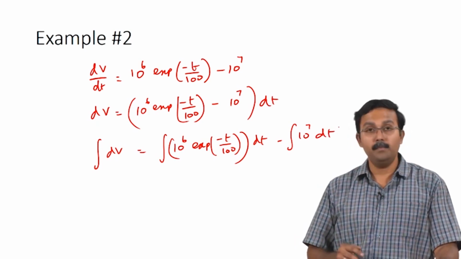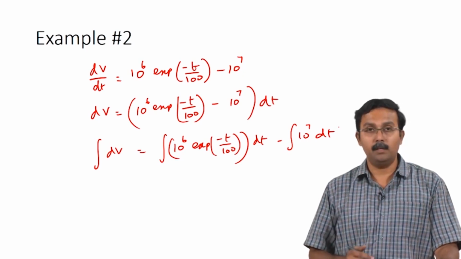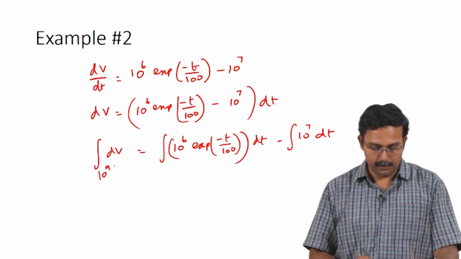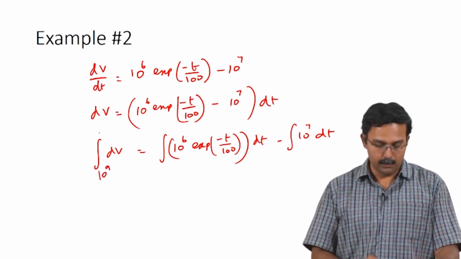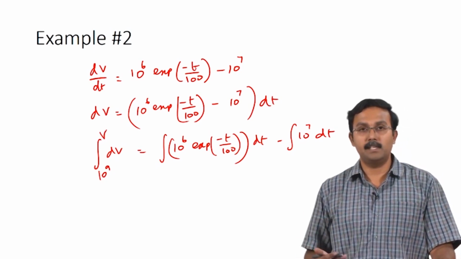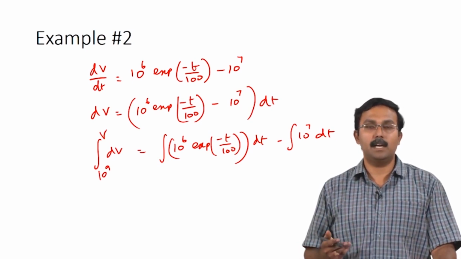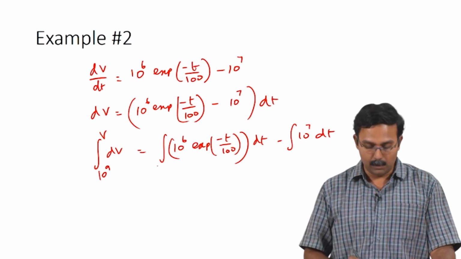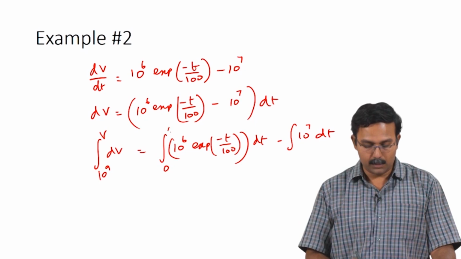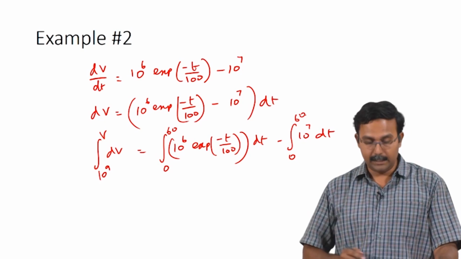Now, what would be the limits for this integral? We know the initial volume of the reservoir before the drought started was 10^9. We have to find the final volume, let us call that V. The drought lasted for 60 days, which means the day the drought started can be considered time equals 0, and the last day of drought would be 60. So, the time frame is from 0 to 60. This would be the limit with which we would have to integrate.